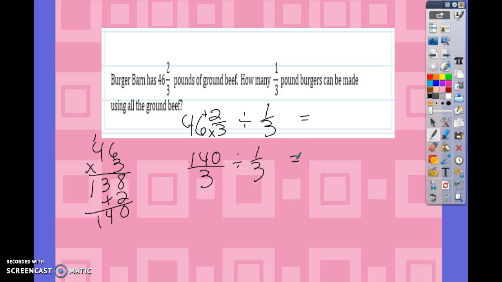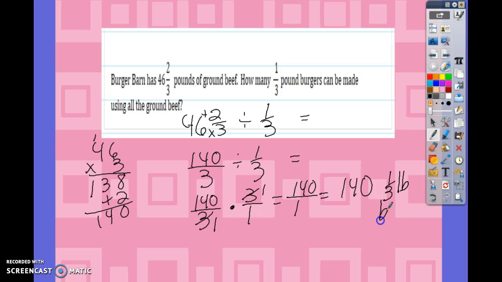Now I'm ready to divide fractions. Don't be shy. Flip the second one over and multiply. The first fraction will stay the same, 140 over 3. Division becomes multiplication. The 1/3 becomes 3 over 1. I see that I can cancel my 3's. 3 divided by 3 is 1. 3 divided by 3 is 1. Top times the top is 140. Bottom times the bottom, 1 times 1 is 1. So the answer is 140 1/3 pound burgers can be made with the amount of meat that we have.